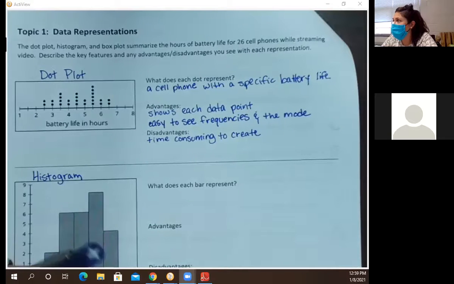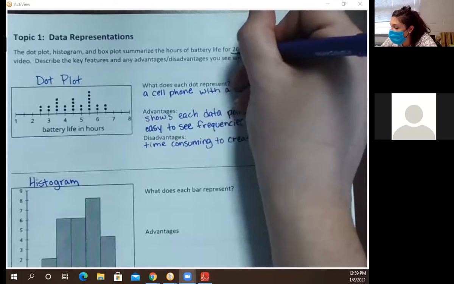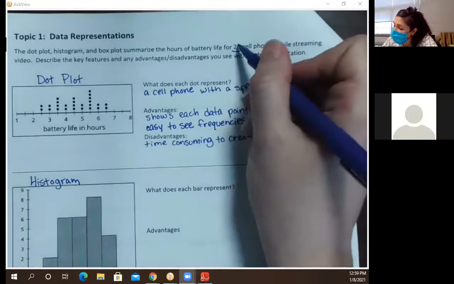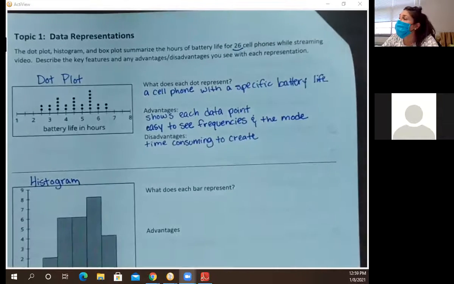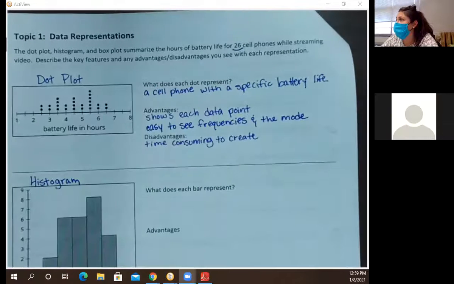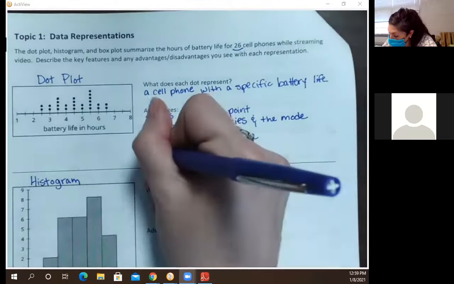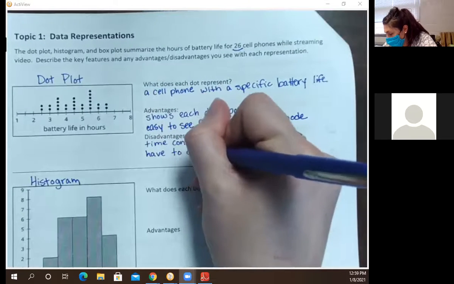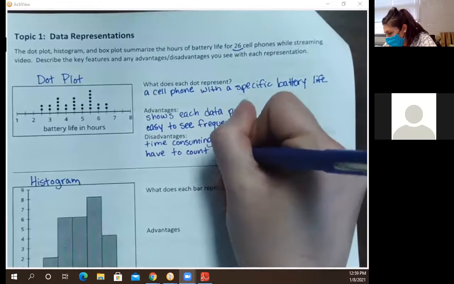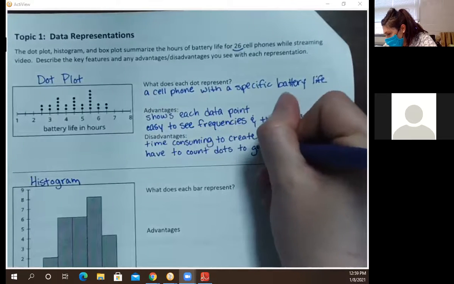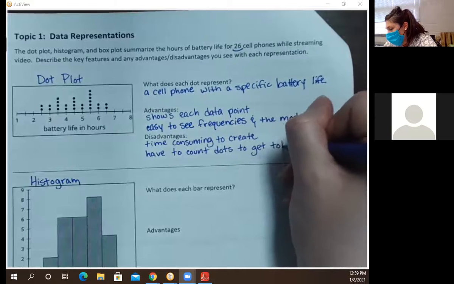And then for our particular scenario, we were given the total number of cell phones. But if I wasn't given that in my problem, the only way to find it is to count up all the dots, okay? Which again could be tedious and time consuming. So you have to count all those dots to get your total.